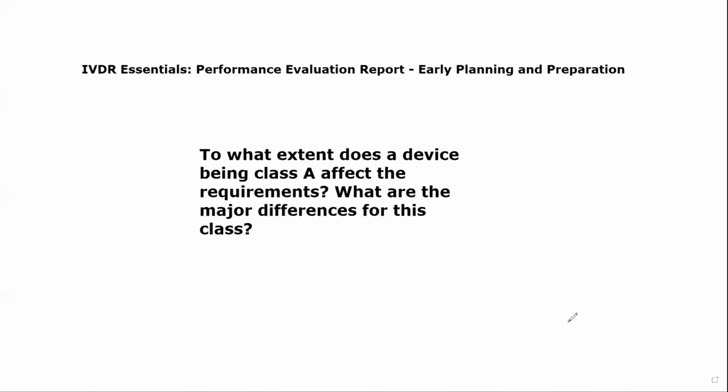Class A devices, you have to be able to support that and verify your assertion that you are a particular class. So basically, in order to do that, that's where it goes back to the intended purpose of the device. And you still are expected to show the scientific validity and the performance of the device. But be prepared to thoroughly document the classification rules and determine which class is applicable to your device.